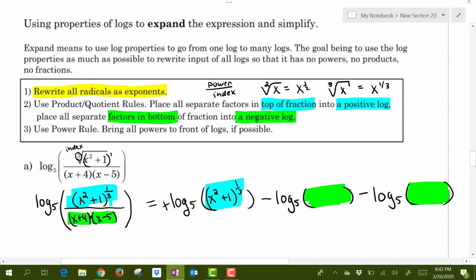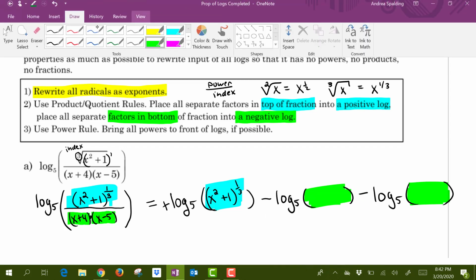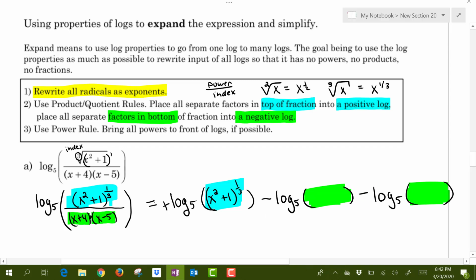So when we say negative log, we mean that the sign in front of the log is going to be negative. So things that are multiplied together at the bottom of that single fraction are going to each go into their own logs, but they're going to go into negative logs.